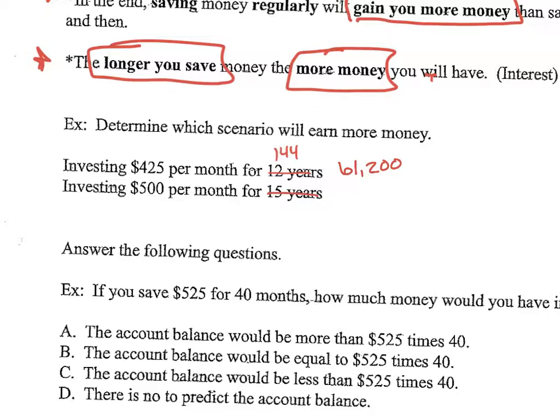So same thing on the bottom, investing $500 a month for 15 years. What is 15 years, though? How many months is that? 180. So 500 times 180. 90,000. So which scenario will earn you more money? The 500 a month for longer, for 15 years.